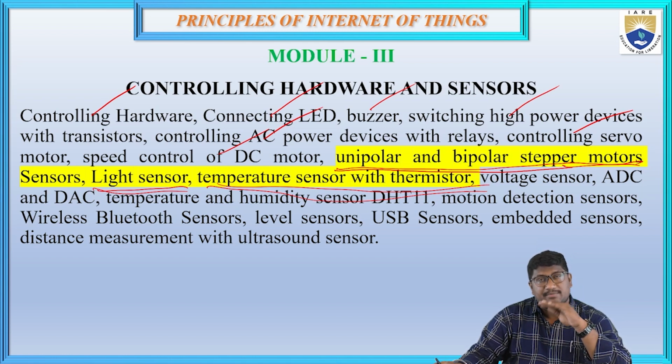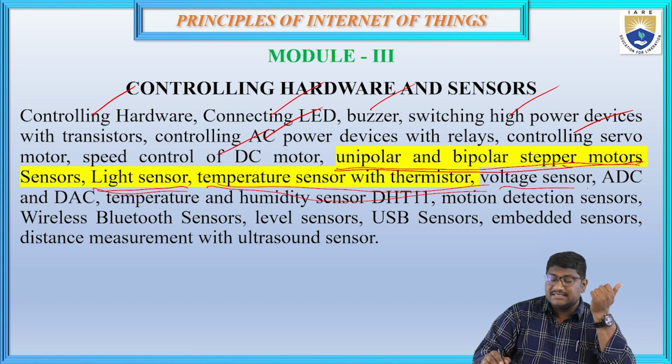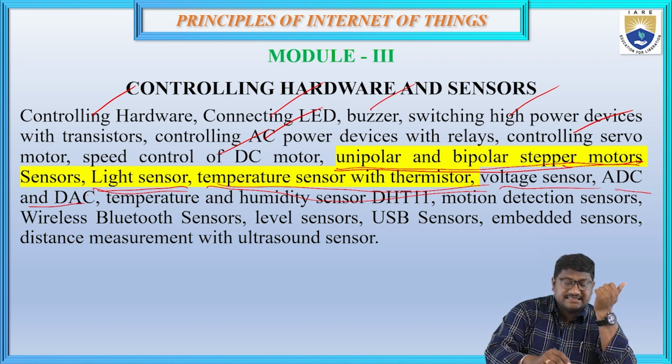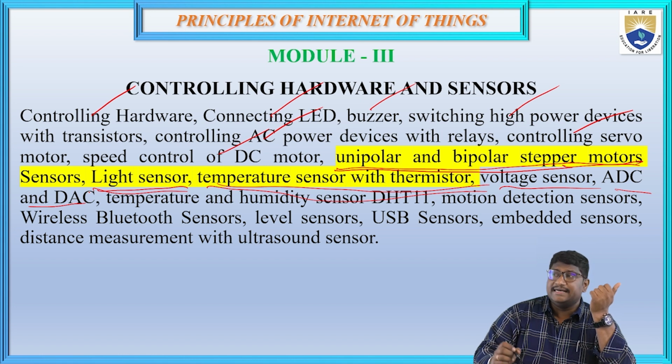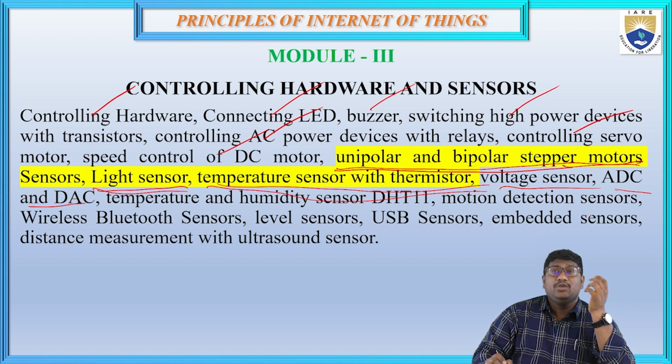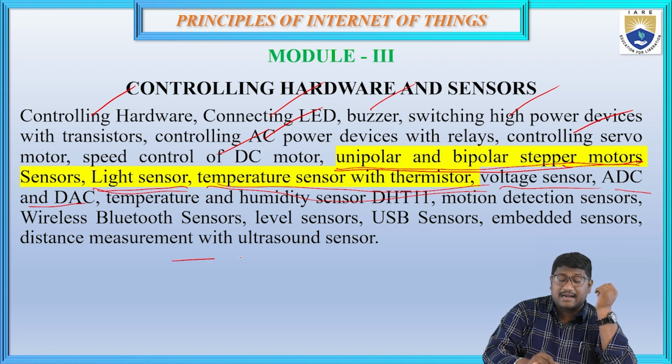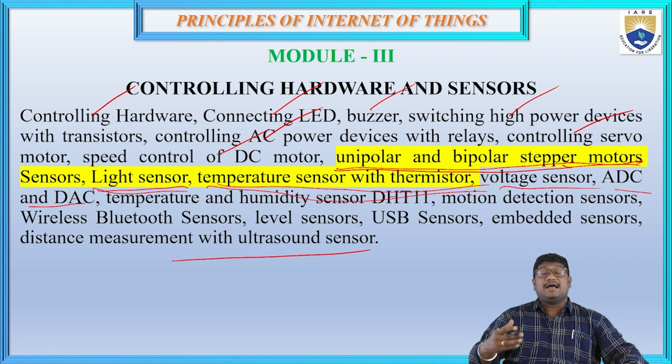After successful completion of these topics, in our future classes I am going to discuss the voltage sensor, ADC and DAC, and the temperature and humidity sensor. Then we will cover the motion detection sensor, wireless Bluetooth sensors, level sensors, USB sensors, embedded sensors, distance measurement and ultrasound sensors. Like this, there are several sensors which are going to be used in our IoT systems. Right guys, have a look.